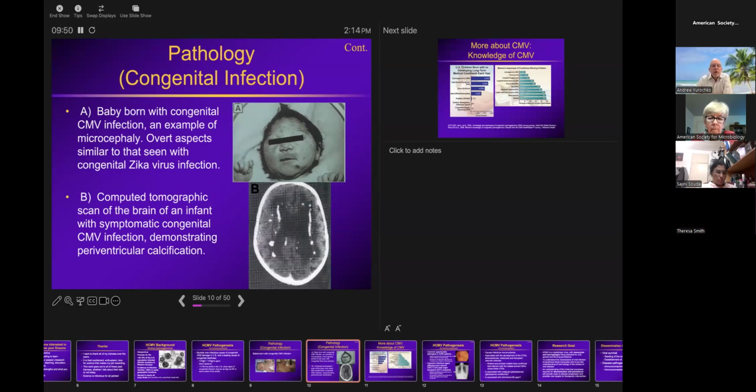I guess it was in the 2017, 2018 range, somewhere in there, maybe a little earlier than that. But when Zika virus hit the Americas, we saw a lot of congenital infections in South America. And you can see in the B panel, what I'm pointing to here, calcified lesions. These white spots are not supposed to be there in the brain.